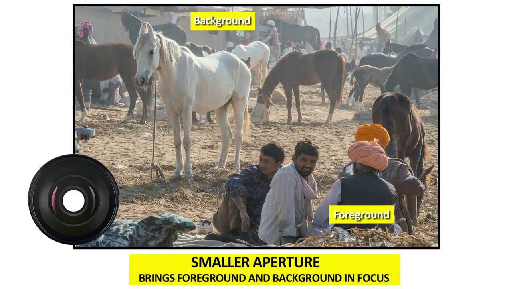Keeping the same subject and the same image, if you just keep your aperture small, you will see the foreground as well as the background both will be crisp, sharp. Hence, if you want foreground as well as the background in focus and sharp, you should have a small aperture.